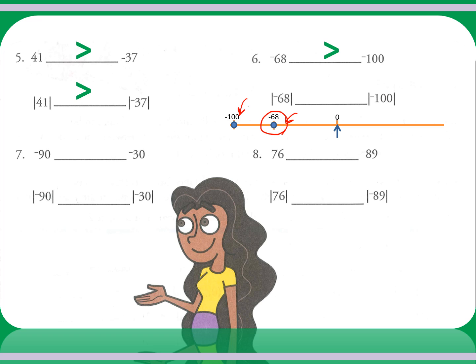Now we're going to compare the absolute values. The absolute value of negative 68 is 68. The absolute value of negative 100 is 100. 100 is greater than 68.